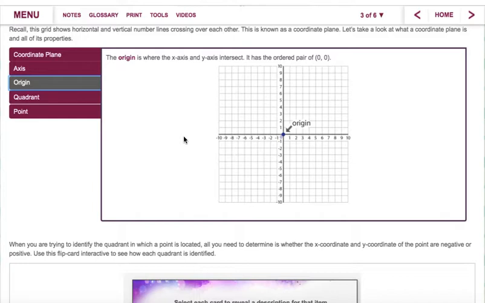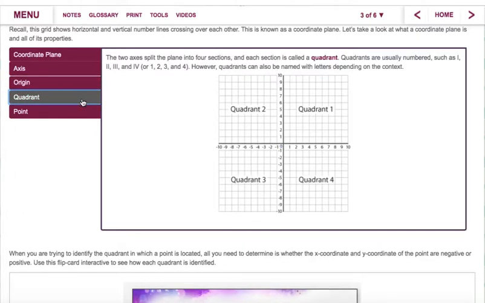The origin is where the x and the y axis intersect. It has the ordered pair of 0, 0. Quadrants: the two axes split the plane into 4 sections, and each section is called a quadrant. Quadrants are usually numbered, such as 1, 2, 3, and 4. However, quadrants can also be named with letters depending on the context.